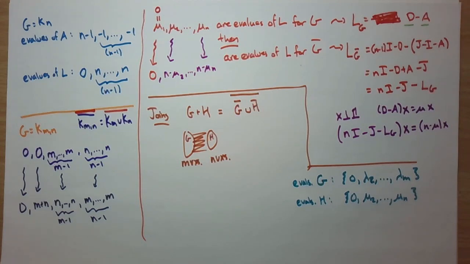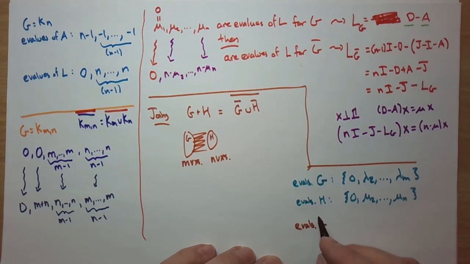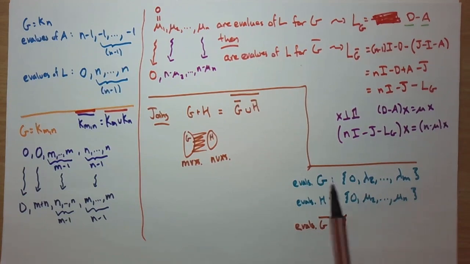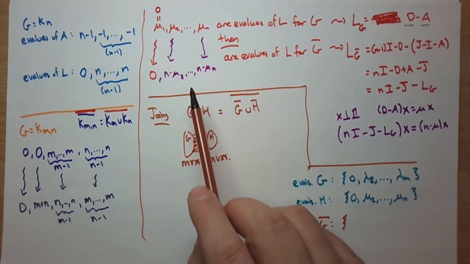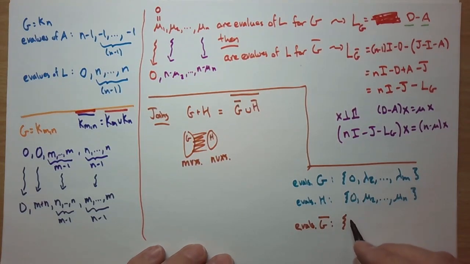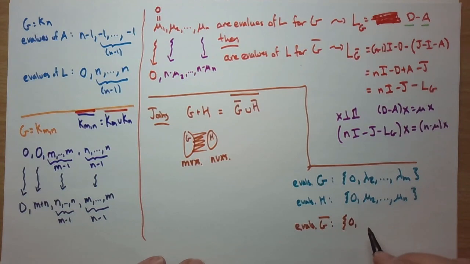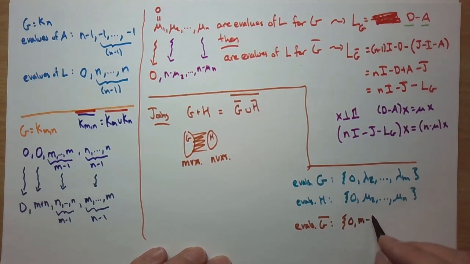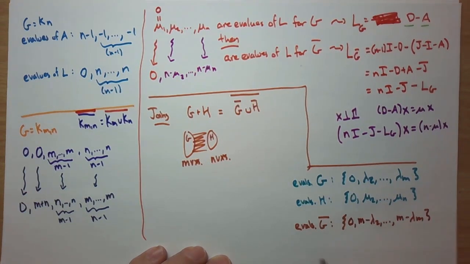Okay, so here we go for the complements. The eigenvalues for G complement. Okay, so remember, we have m. So what happens to the 0? It stays 0. What happens to everything else? It becomes m minus. So m minus lambda 2 all the way to m minus lambda m. Eigenvalues of H complement. Again, the first 0 stays 0. Everything else you subtract from n. N minus mu 2 up to n minus mu n.